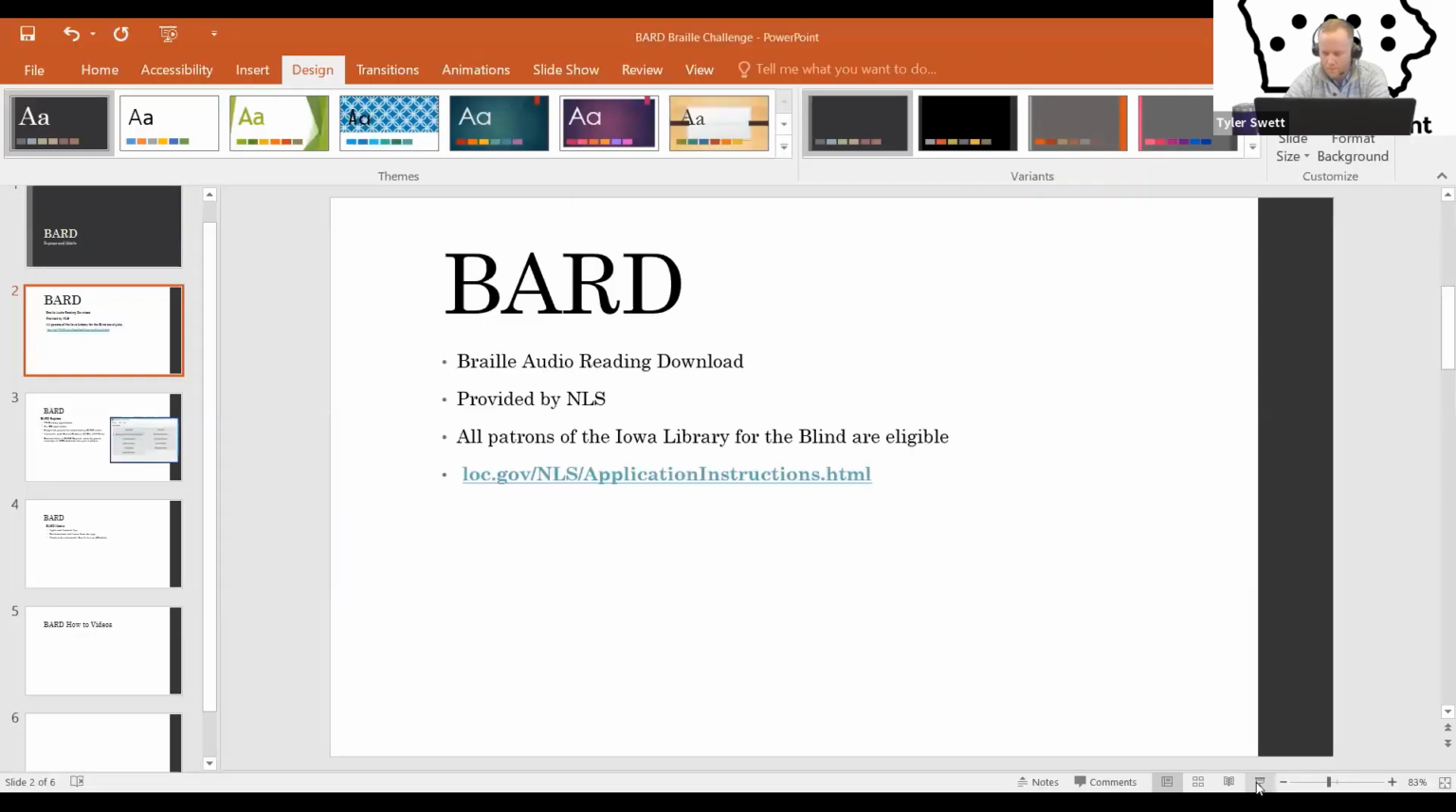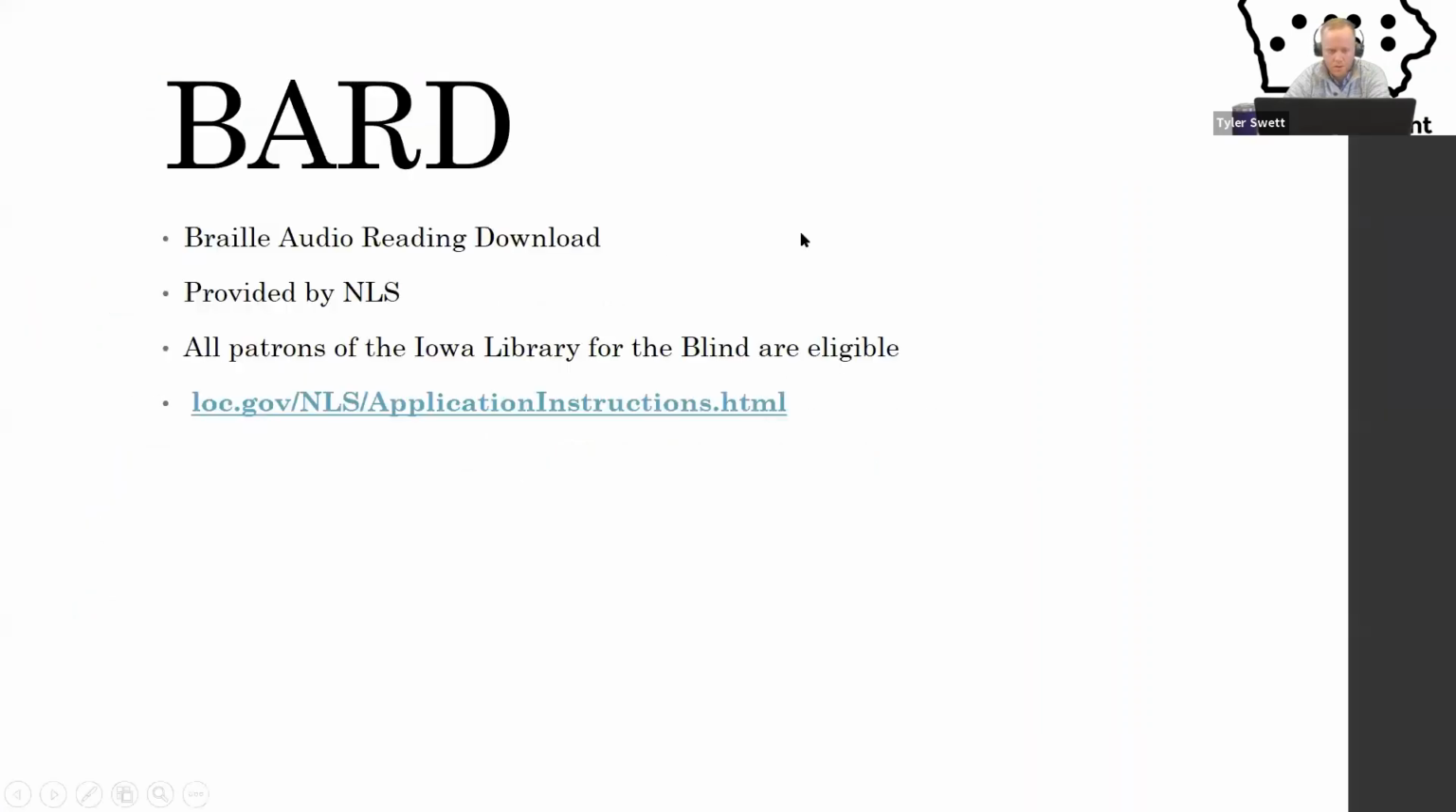I'm going to start, and we're talking about BARD. That's Braille Audio Reading Download. I'm going to jump over to my PowerPoint. Braille Audio Reading Download is provided by the National Library Service. In order to use BARD, you have to be a patron of an NLS library. For us, that's Iowa Library for the Blind. If you're eligible for that, then you're eligible for BARD.